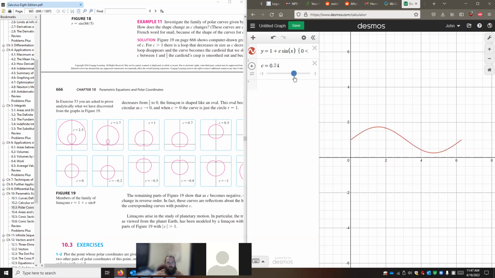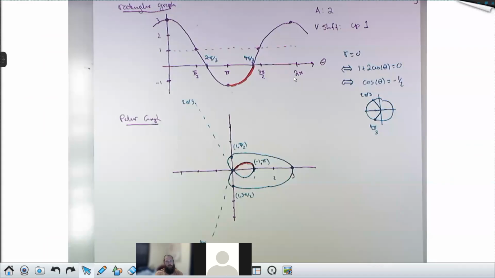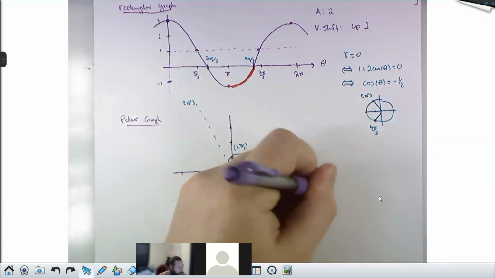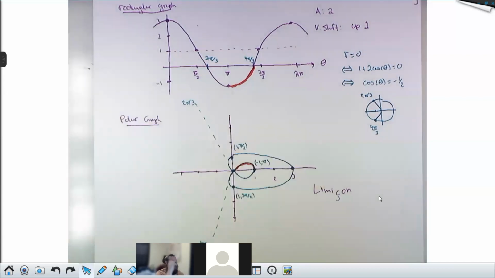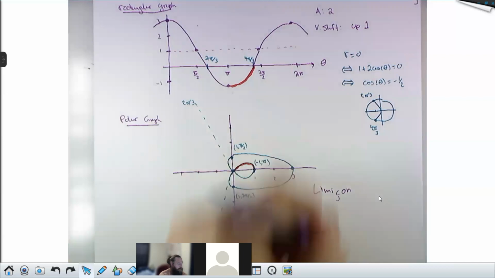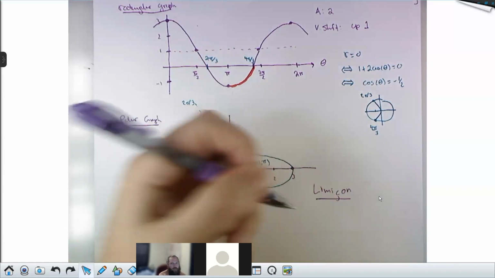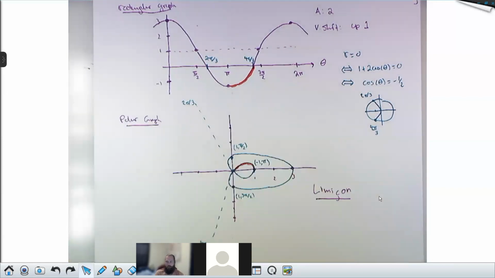So play around with this a little bit, and it will help you understand what's going on. But you need to develop this skill. You need to be remembering how to draw these graphs and learning how to transfer these graphs into these graphs. Are there any specific questions about how we got this limaçon here? This is spelled L-I-M-A-C-O-N. Any questions about how we got our polar graph here?